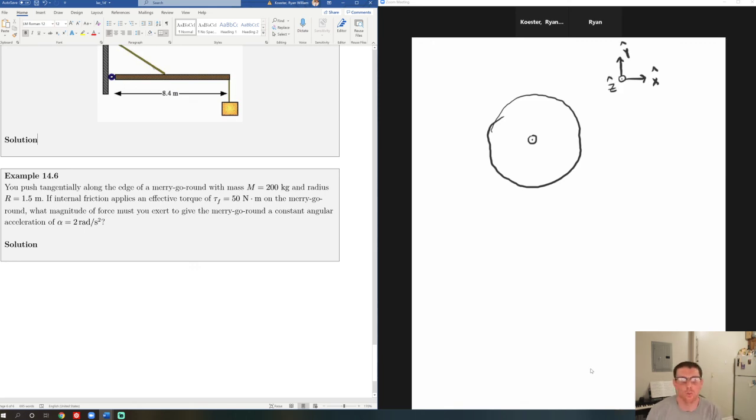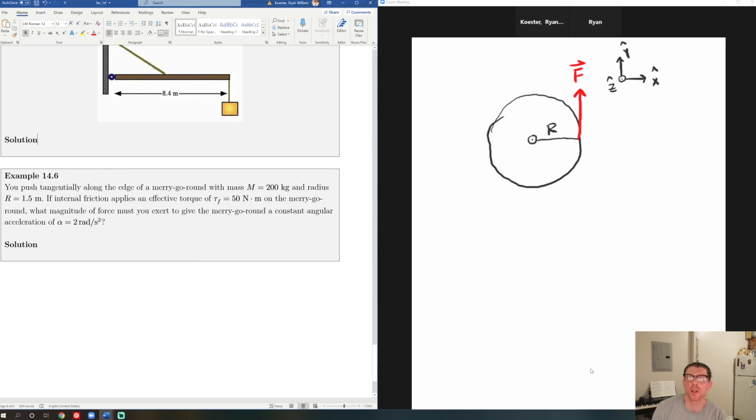Okay, so let's figure out what happens here. We have the radius is r, and we have that you are applying a force that looks like this. Remember, it says tangentially, and that means that the line of action of the force just intersects the circle once at one point.